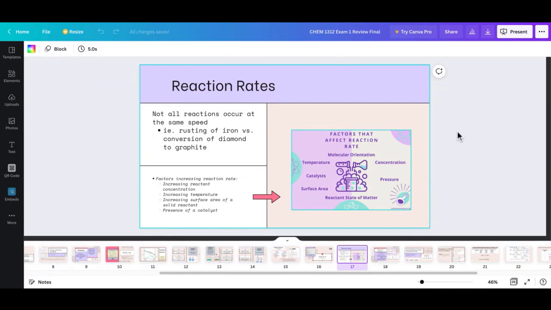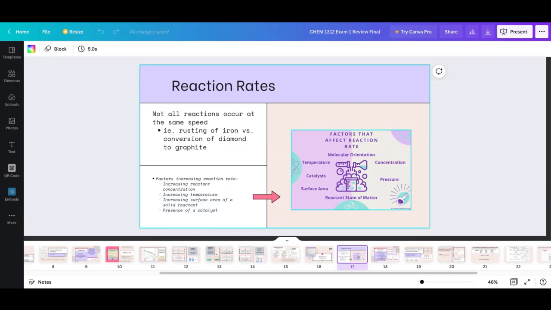So, reaction rates. Not all reactions occur at the same speed. For example, the rusting of iron versus the conversion of diamond to graphite. That's going to happen at two completely different speeds. Outside of chemistry, we see this too in everyday life, where when you're cooking food, you see the reaction taking place. Or even when you're freezing food to preserve it from rotting, that's also a reaction that takes place.